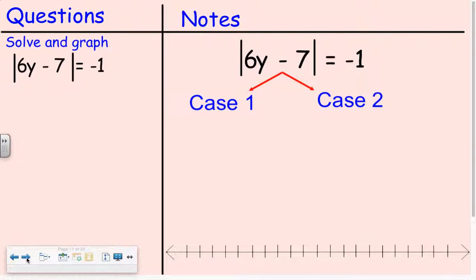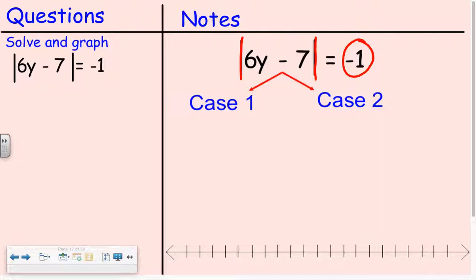All right, this time we've got 6y minus 7 equals -1. Now I want you to look at this equation because there's something different about it than the first two. You need to ask yourself, can the absolute value of something, so the absolute value of this is -1. Can you ever have a negative absolute value?